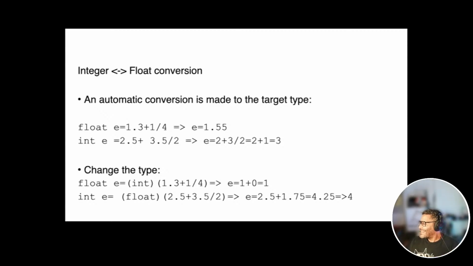But of course you can change the types, saying, okay, it's a float, but I want to consider everything as an int inside. So you put the int. For those who know C, it's kind of a reminder of something you can do. So it's going to be 1.3 plus 1 divided by 4. 1 divided by 4 is 0.25, so it's 0 in integer. So it's going to be 1 plus 0 equals 1.